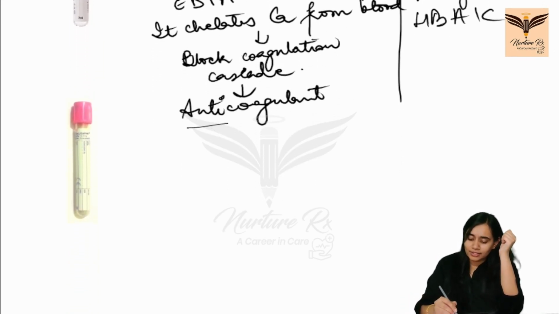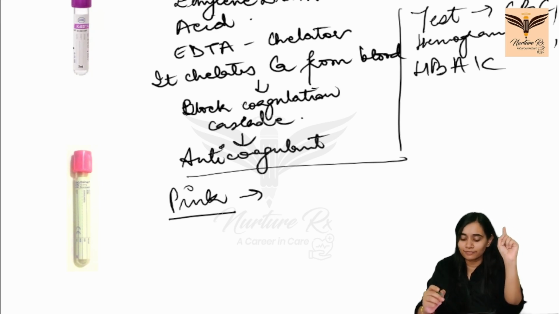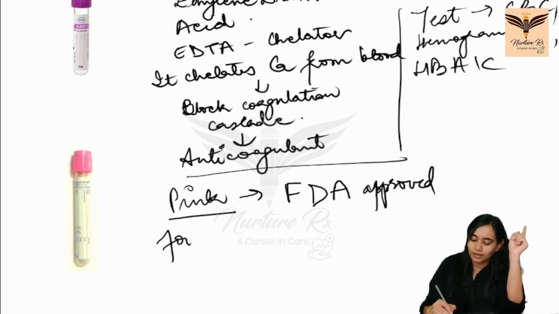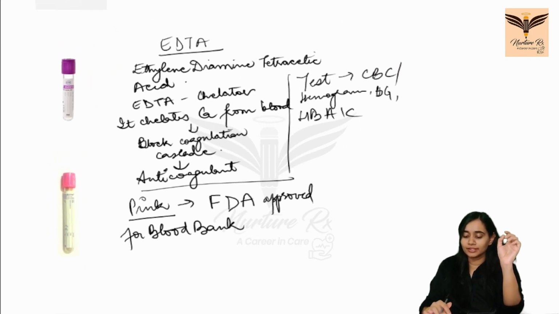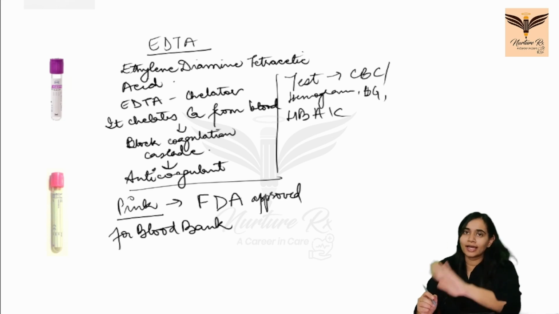Okay. Now next is your pink tube. Why are we reading this pink tube immediately after this before summarizing? Because these are both sister tubes. These are exactly the same. What is the difference? This pink tube is FDA approved for blood bank testing. Okay. So this is exactly the sister tube of purple top. The only difference is it is used for blood bank testing. What blood bank testing? Whatever blood grouping, cross matching, ICT, DCT, whatever you are doing can be done on this.